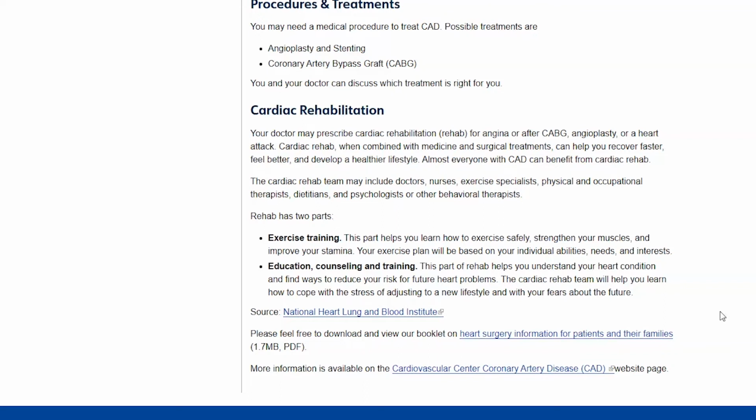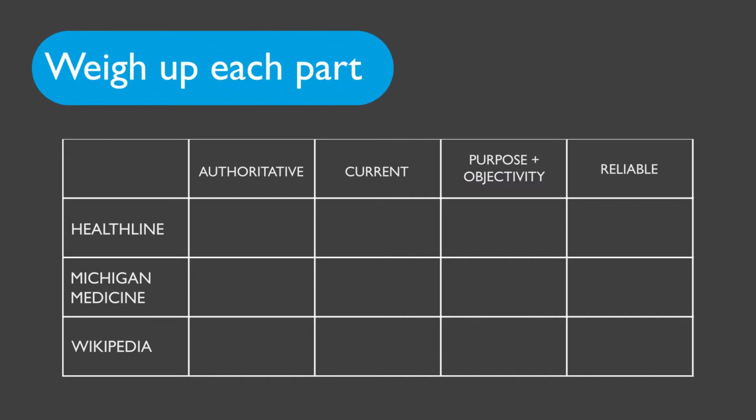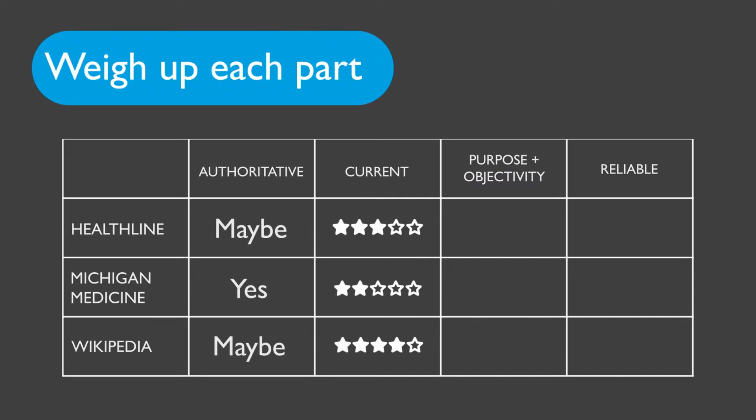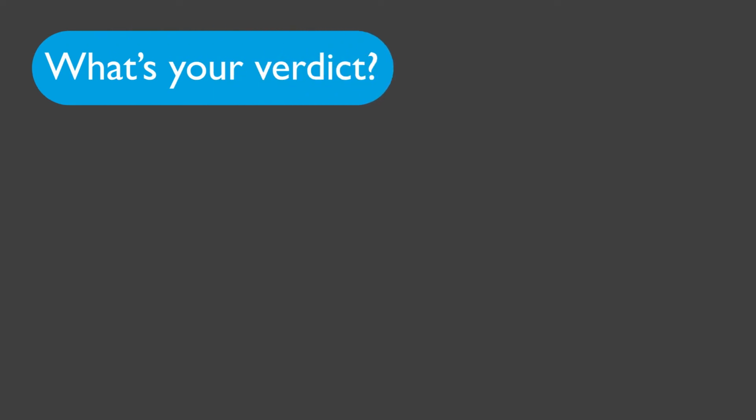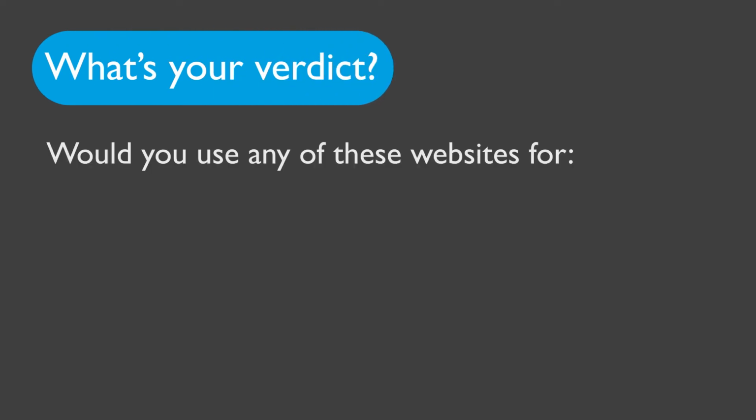Remember, you may also need to read the source itself to make sure the website you're assessing has interpreted that source correctly. Now, gather up all your thoughts and decisions about each website. You can use any ranking or rating system that works for you. So, what do you think? Having looked at each of these websites, would you use them for your assignments? If so, when would you use them?